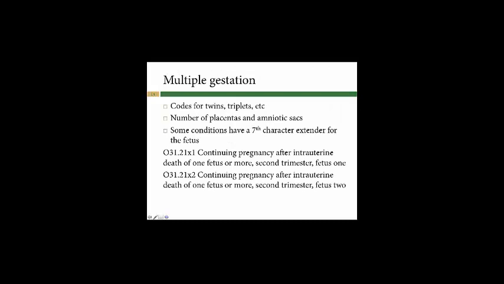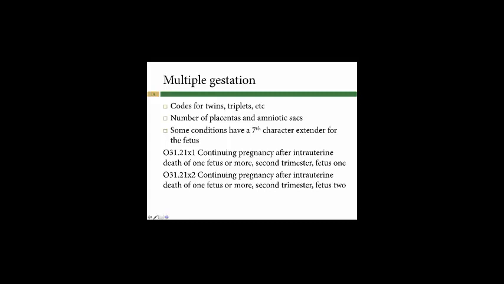Multiple gestation, we already have some of this in ICD-9, so everything isn't new. The things that are really new are breaking up the trimesters, and when we get to multiple gestation, we have a 7th character for the fetus. So we have codes for twins and triplets. We have different codes depending on the number of placentas and amniotic sacs. And then some conditions, not all, but some have this 7th character extender for the fetus. So here's some examples.